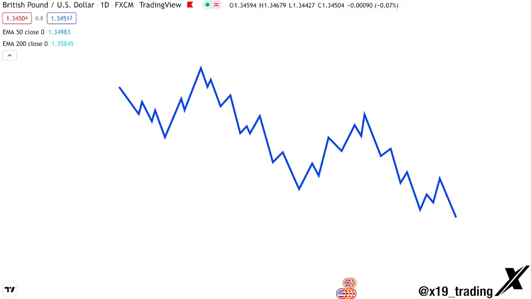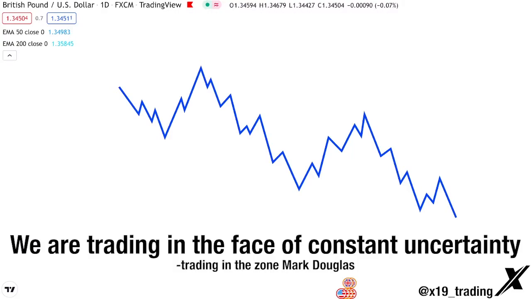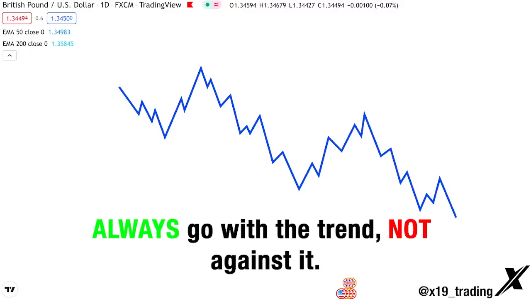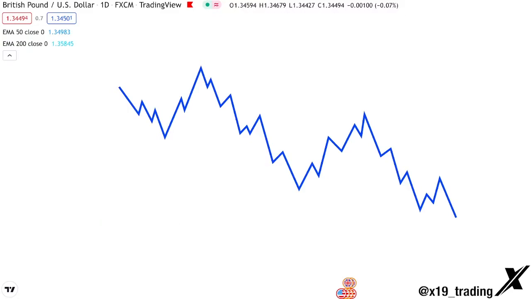We need to understand that in trading nothing is definite. We're literally trading in a market of constant uncertainty. So you need to know that not everything is 100%, and you need to have confidence in that. Another thing to keep in mind is that it works best in a trending market, and the idea is to always go with the trend, not against it. So especially when you're using fibs.